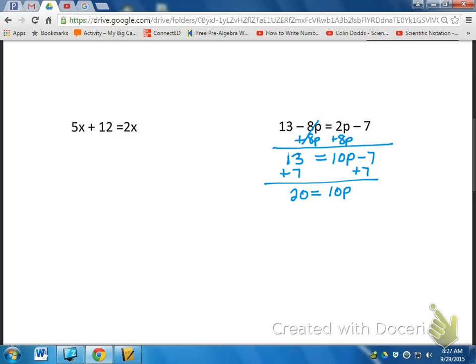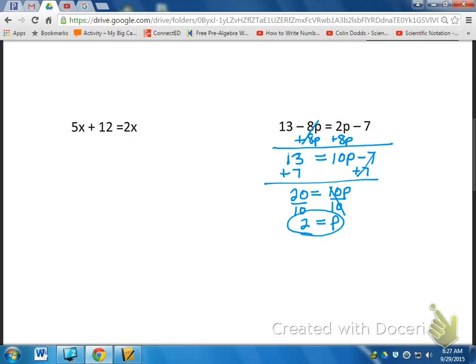20 equals 10p. And then how do you solve for p? Divide by 10 on each side. Those cancel out, so my p will equal 2. Okay, so what do you think so far?